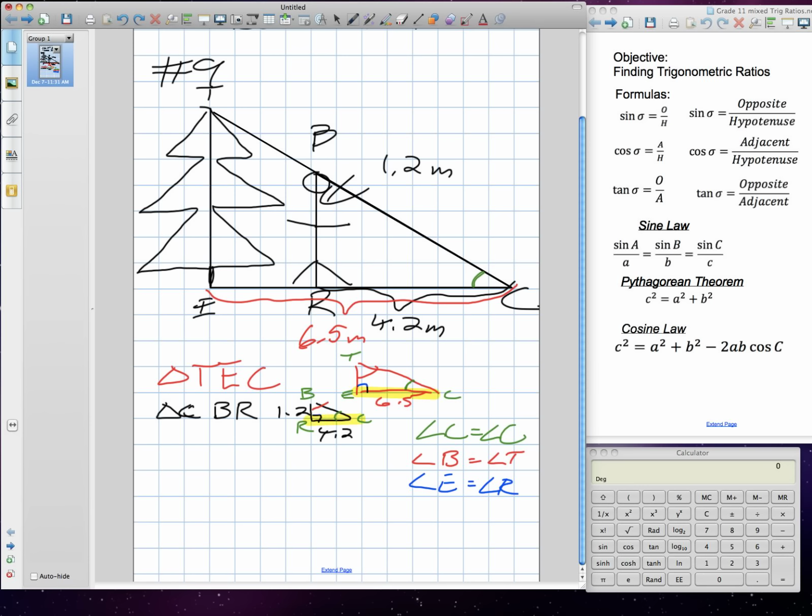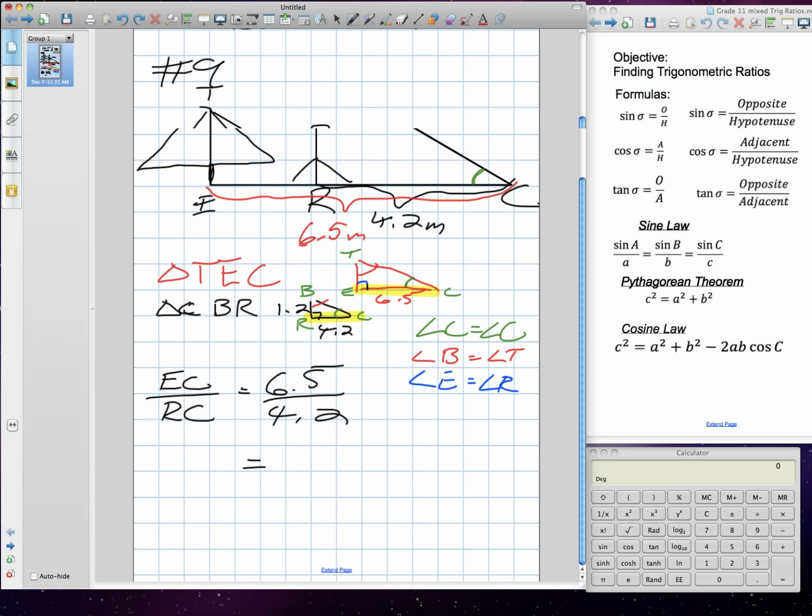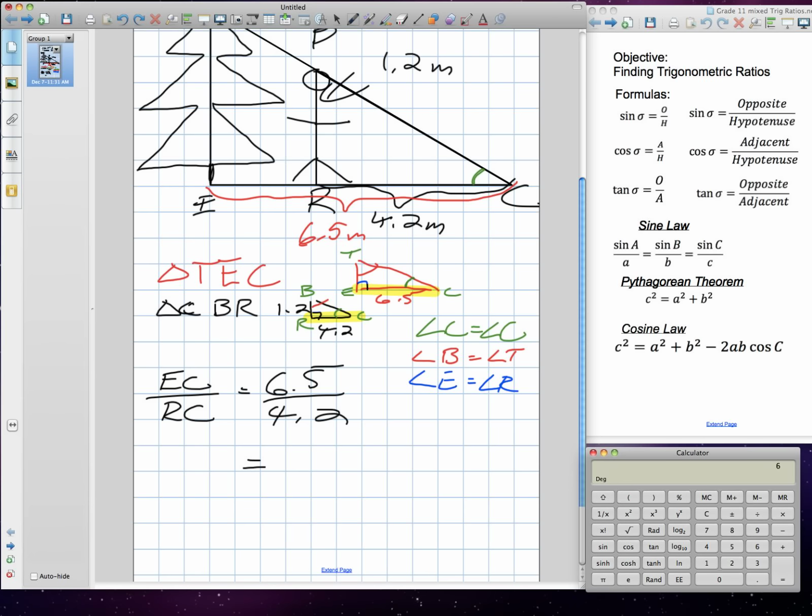So we're going to set it up. We're going to take the larger triangle first. So that's side EC over the ratio of RC. Length of EC was 6.5 and the length of RC was 4.2. Now I can divide these to find out what the exact scale factor will be in this case. So we get 6.5 divided by 4.2 is equal to 1.54.